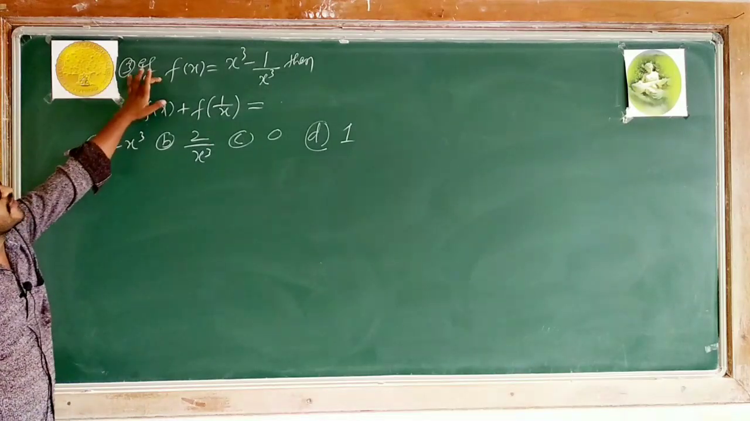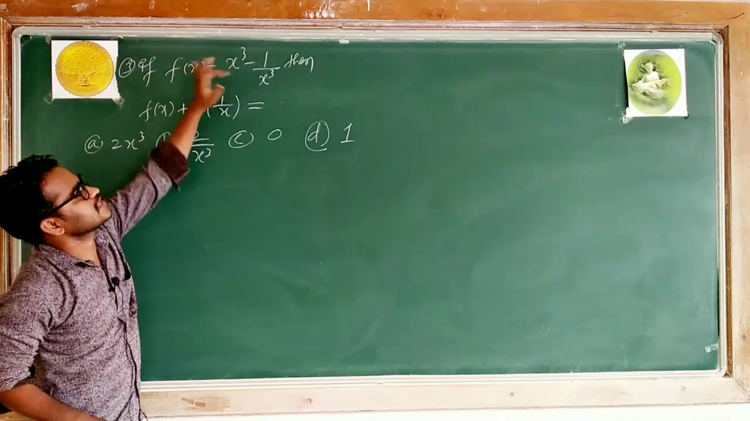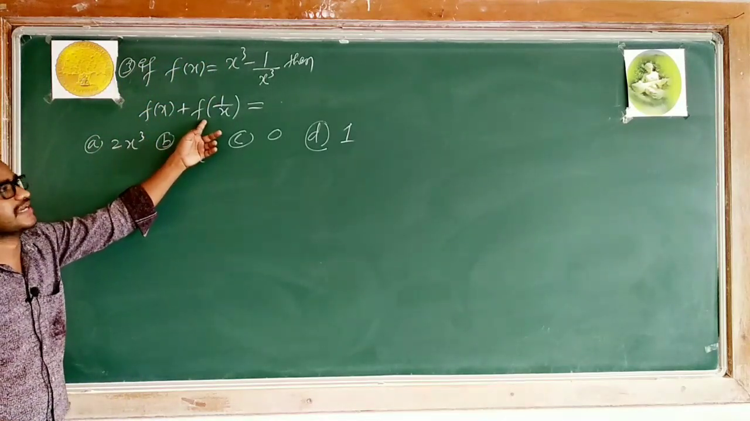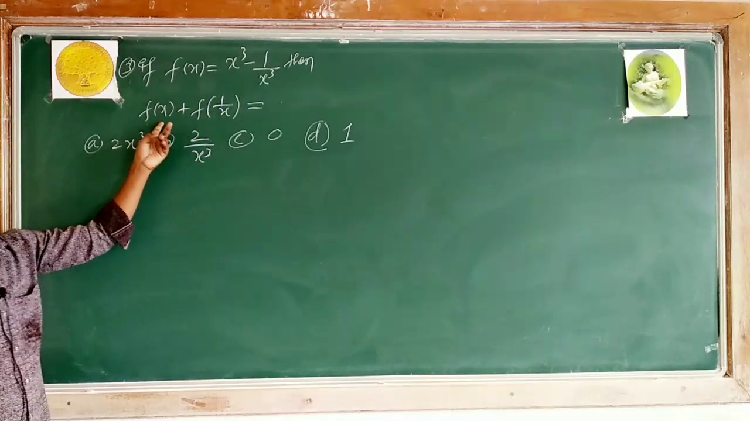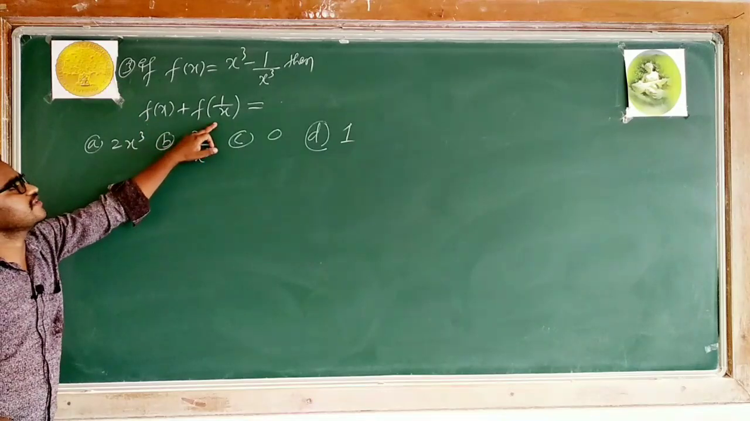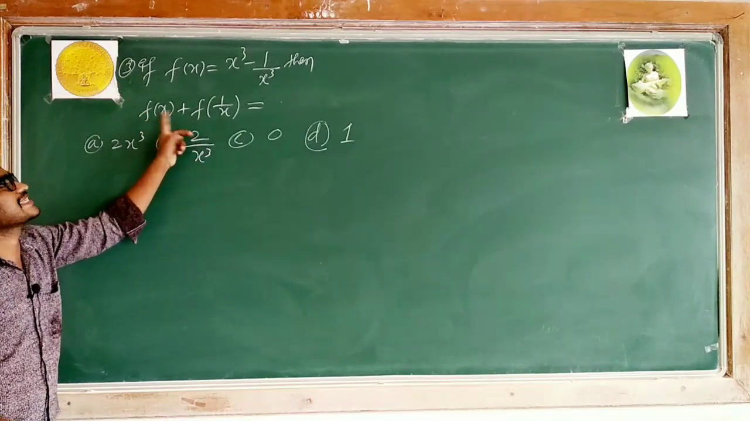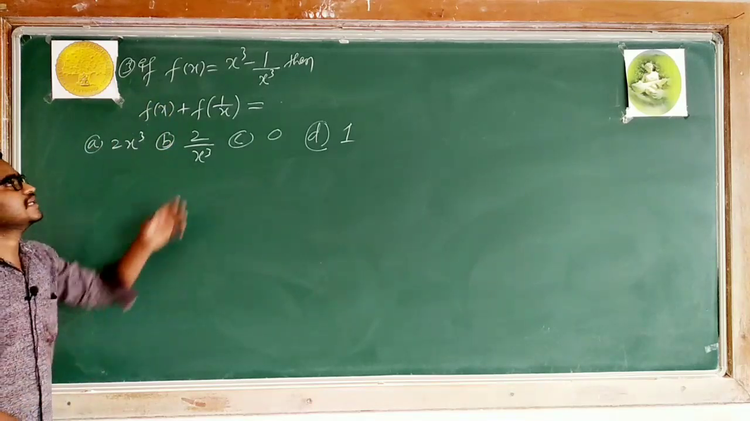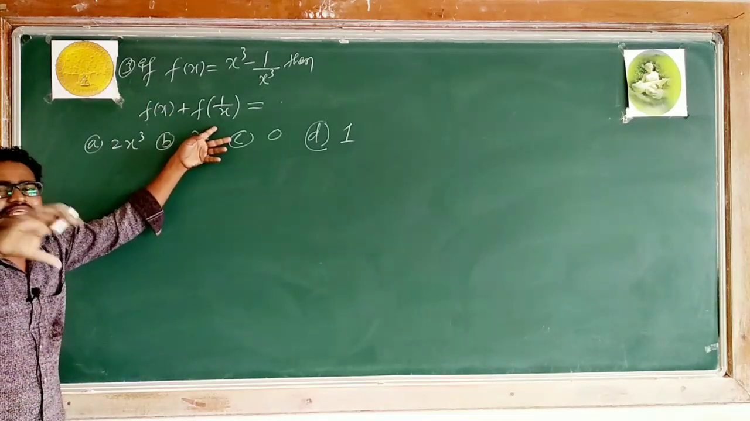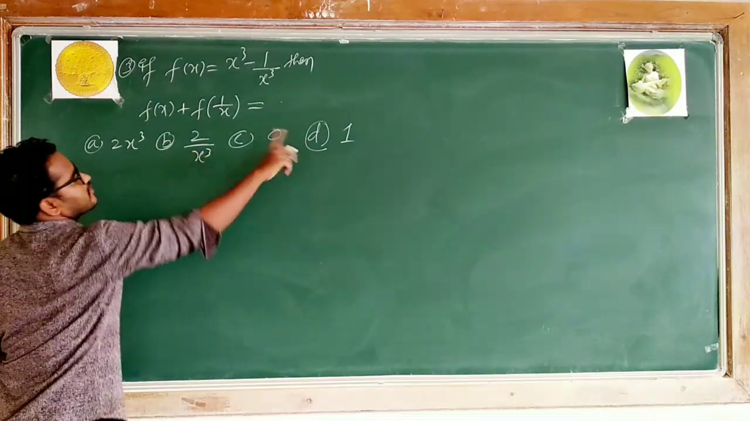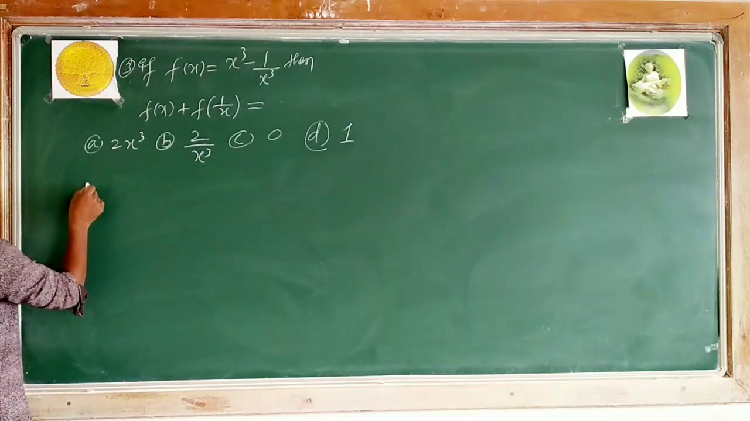What is given? f of x is equal to x cube minus 1 divided by x cube. Then he is asking f of x plus f of 1 by x. f of x is there, and I need f of 1 by x. When you need f of 1 by x, replace x with 1 by x. Whatever you have for f of x, if you want f of 1 by x or f of anything, you can replace and you will get a value. I will write the solution.